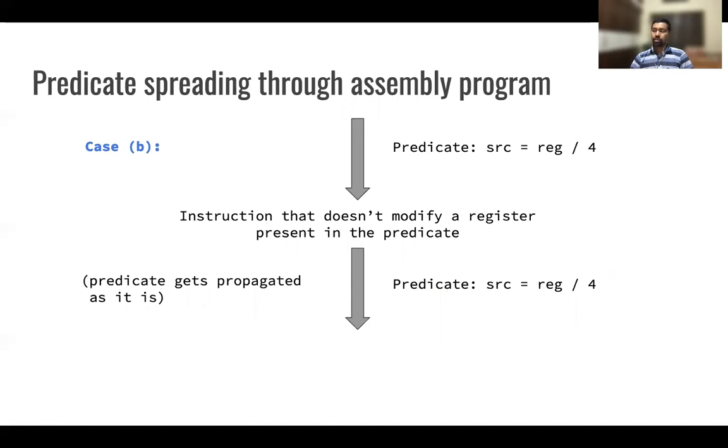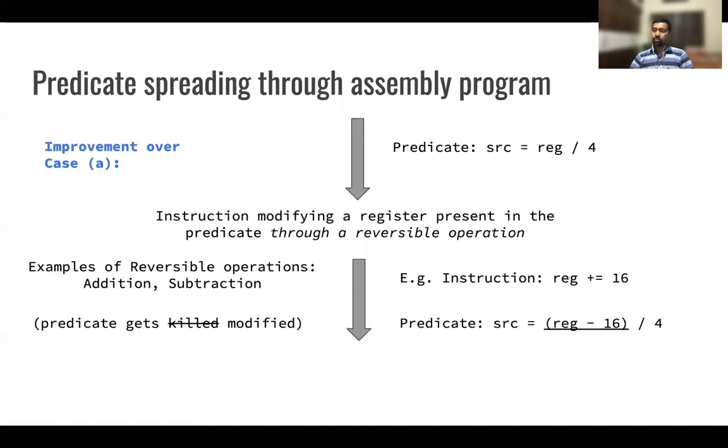So we try to improve case A by exploiting the reversible computation present in an assembly expression as shown in the next slide. Here, we first identify whether the computation of an instruction is reversible, for example, addition, subtraction, etc. If that is true, then instead of killing the predicate, we will modify it and propagate further. For example, consider that there is an instruction that performs register plus equal to 16. It clearly modifies the register present in our incoming predicate. So instead of killing the predicate, we modify it by replacing register with register minus 16 to keep it consistent with the modified register value.